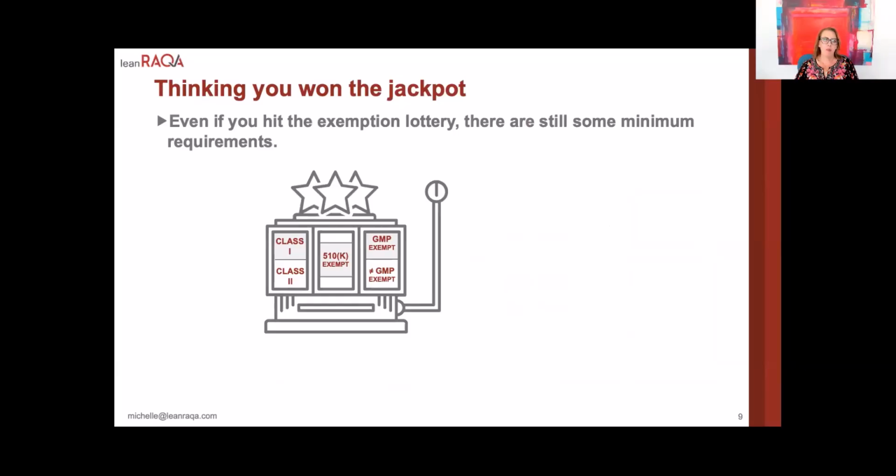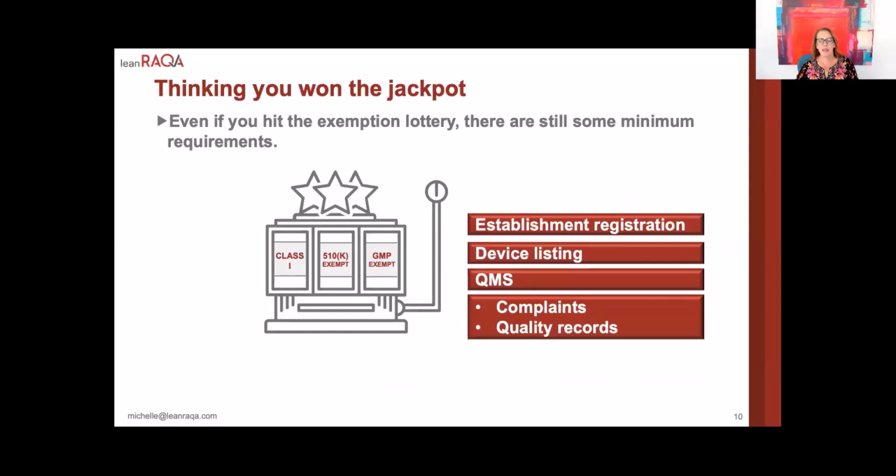Where I see a lot of people go wrong is thinking that they won the lottery if they get class 1, 510K exempt and GMP exempt. But like we talked about, there is a set of basic general controls that is going to apply. The company will have to register their facility with the FDA and conduct device listings, not only for their company, but if they use a contract manufacturer, their contract manufacturer must register and list as well. And these are annual activities.